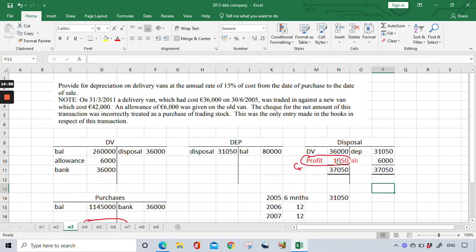A gain or another income. If it was on this side, it would be a loss, or sorry, an expense, but it's a gain. So that's 2 of the 5 figures. The next one we're going to do is over here.